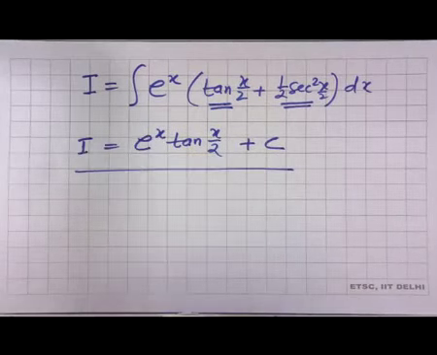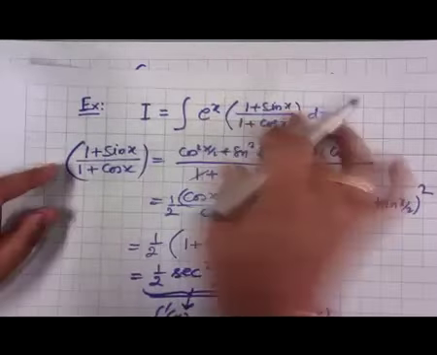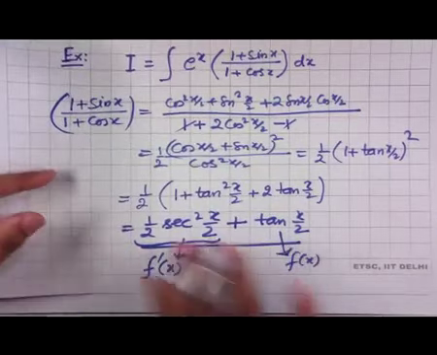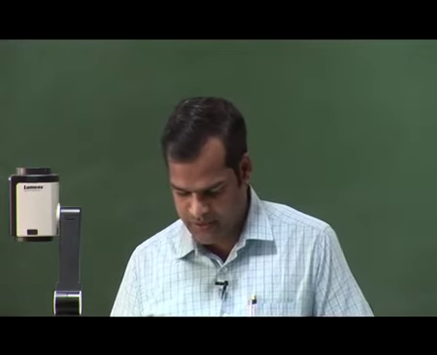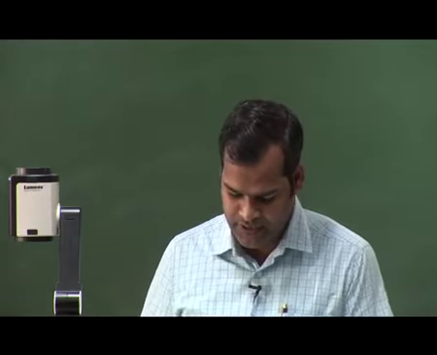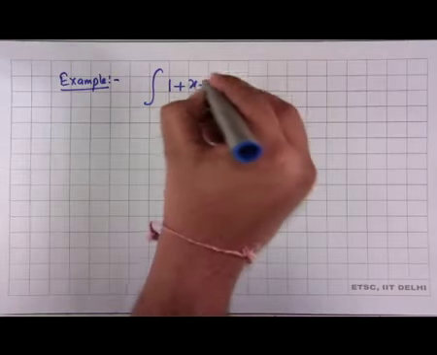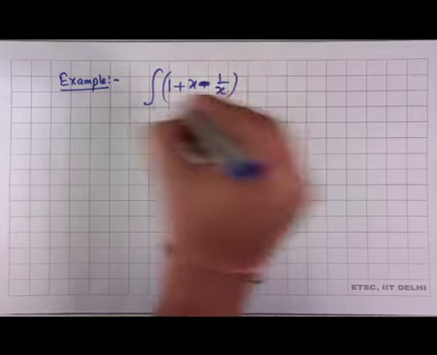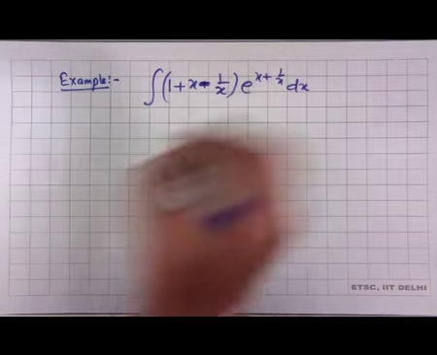So you see this complicated looking problem, using certain relationships, we simplified it and reached the form where we can use that formula and solve it. So that's the answer for it. Finally, we shall look at one more example: integral of 1 plus x minus 1 by x, e raised to power x plus 1 by x dx.